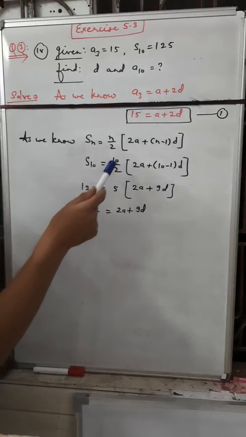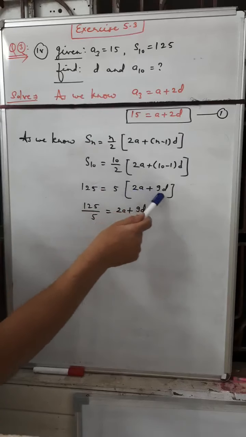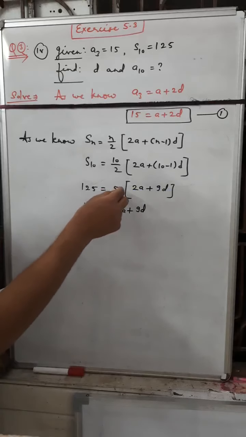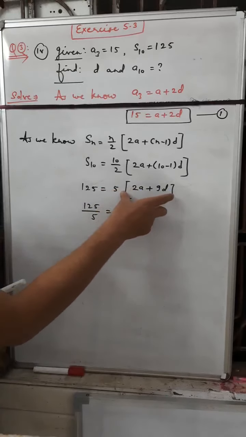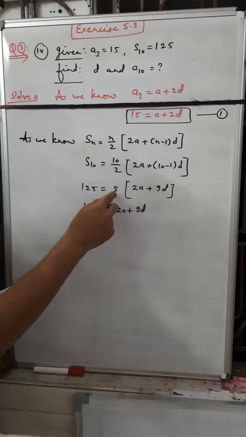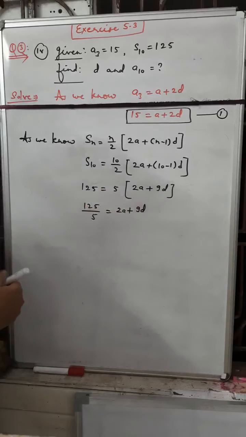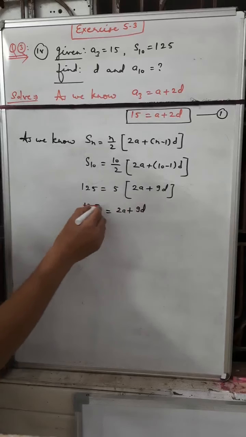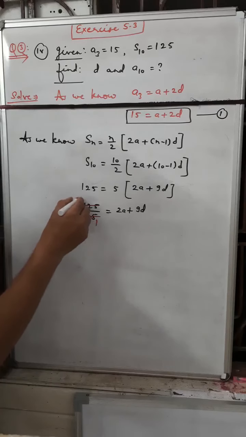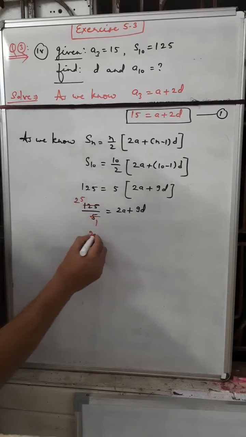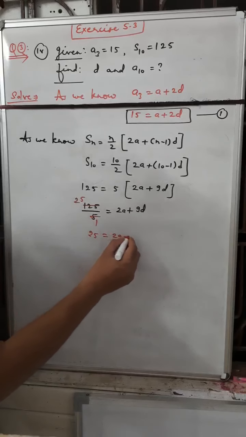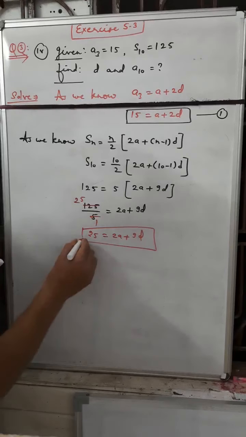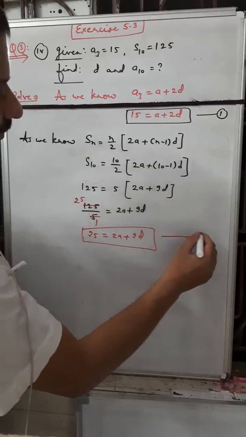Now put the value 125. 10 by 2 is equal to 5, so 125 is equal to 5 multiplied by (2a plus 9d). The 5 will be transferred to the left hand side. Now we will cut it: 5 ones are 5, 5 twos are 10, 5 fives are 25. So 25 is equal to 2a plus 9d. This becomes equation number 2.